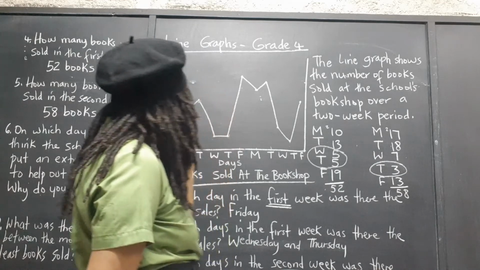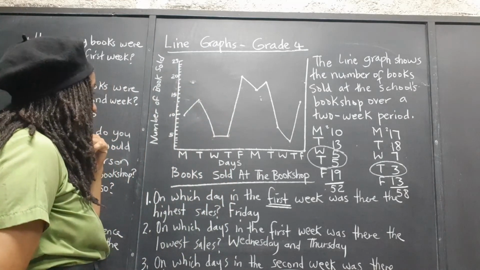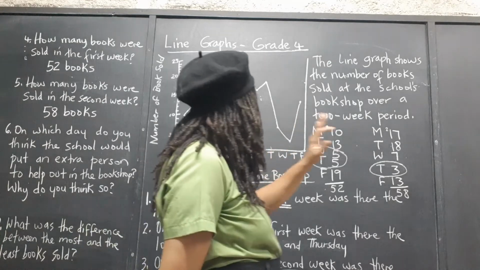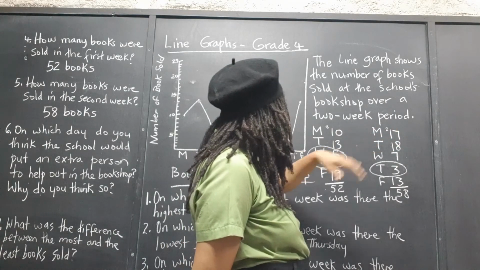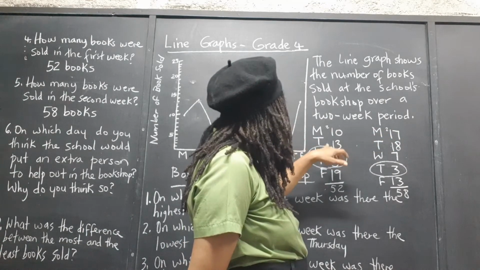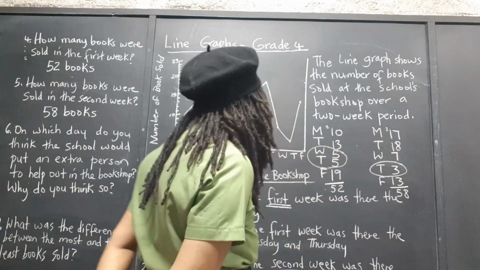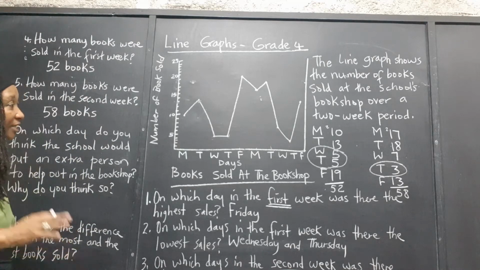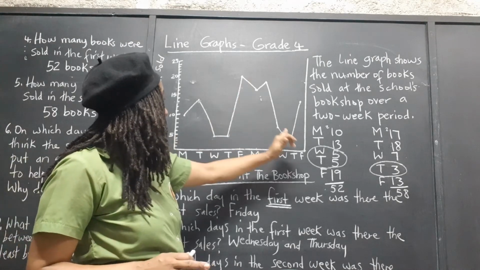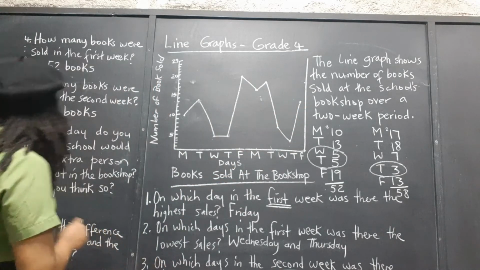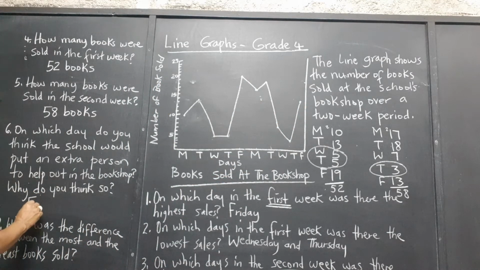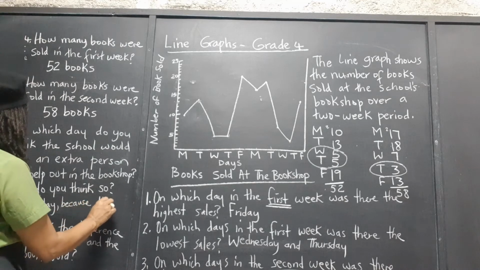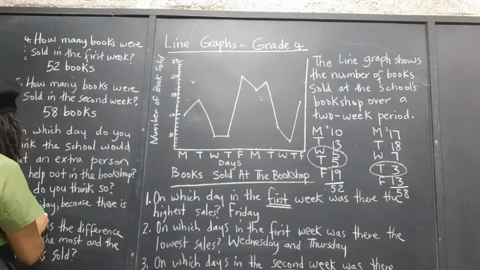So I would say my choice would either be on a Monday, because Mondays always have a lot of books sold, Tuesdays also. But the day I would really go with is a Friday because it's always rising. So I would choose Friday, and I would say because there is always an increase on a Friday.